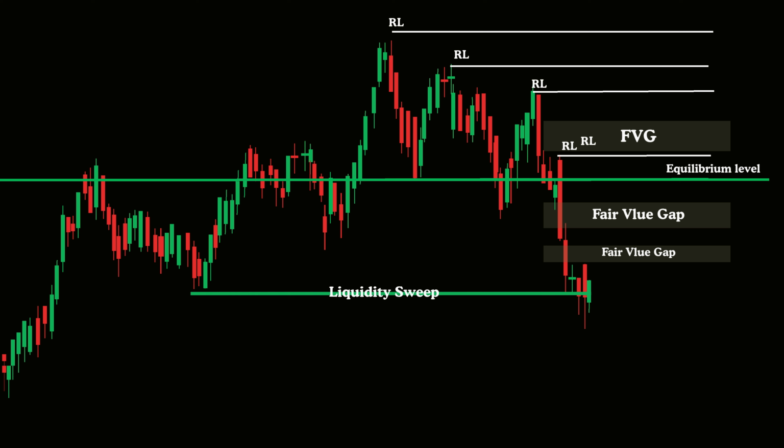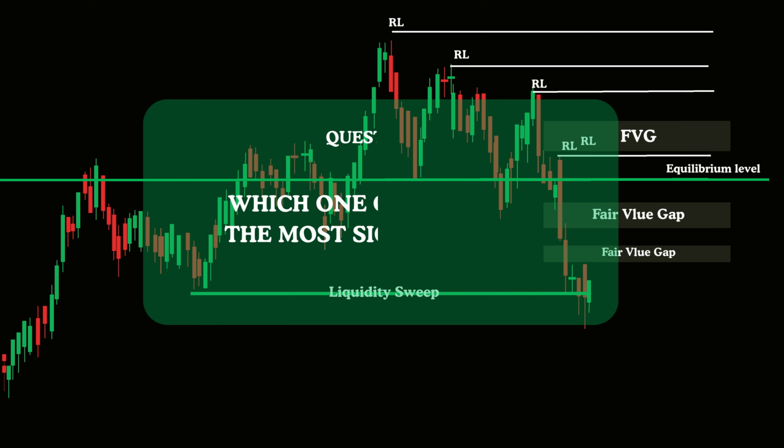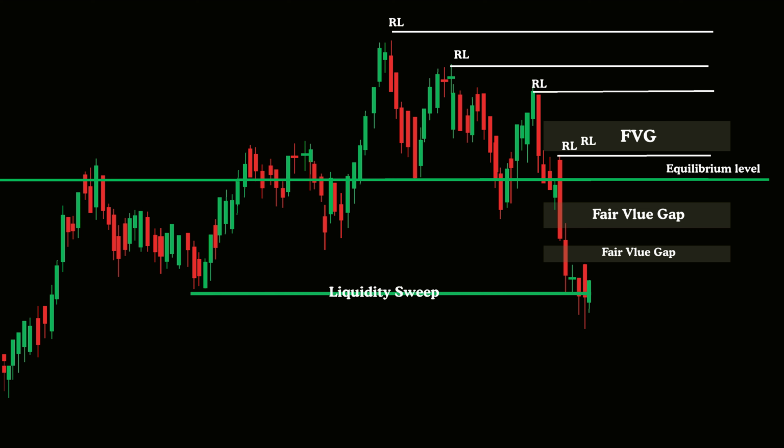You can clearly see that market structure has shifted on the 4-hour time frame, indicating a likely move toward bearish price action. Now, when we zoom into the lower time frames, we can already spot that sell-side liquidity has been swept. During this liquidity sweep, the market left behind 3 distinct fair value gaps. So, the key question is, which one of these is the most significant? Out of the 3, this specific fair value gap stands out.